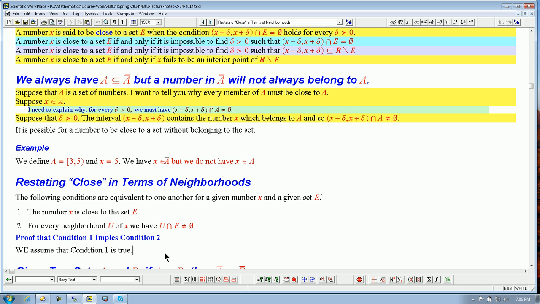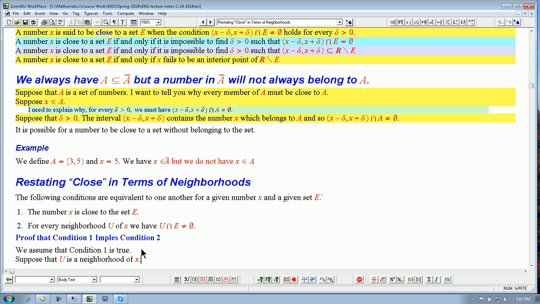So how do you prove that something happens for every neighborhood U of X? Suppose U is a neighborhood of X. If you want to prove that something happens for every neighborhood U of X, you say suppose that U is a neighborhood of X, right? You want to prove that every chicken has feathers. Suppose that U is a chicken. Okay? All right. Suppose that U is a neighborhood of X.